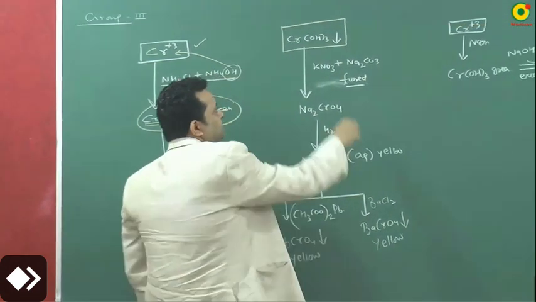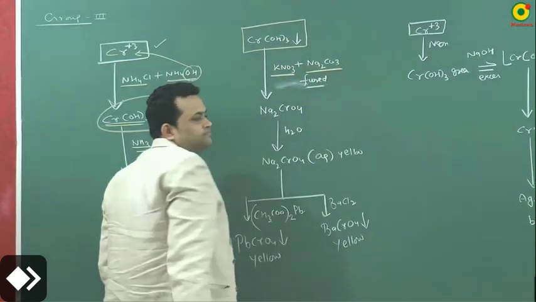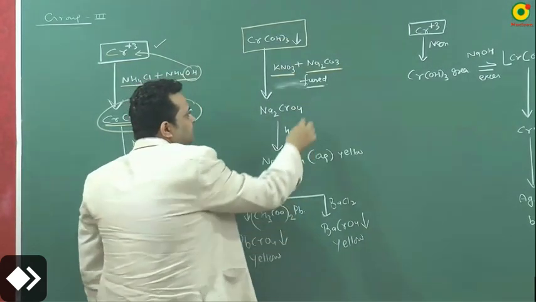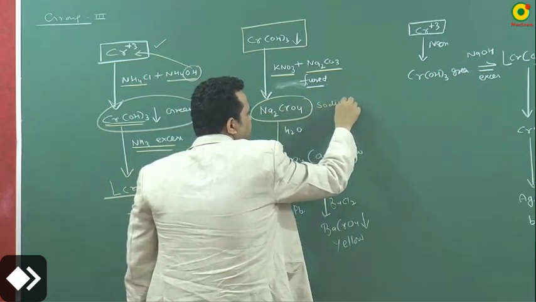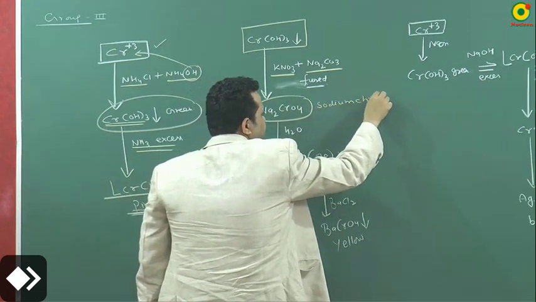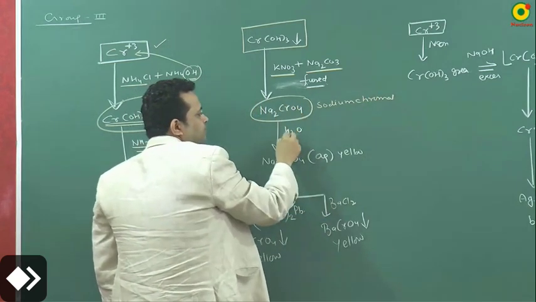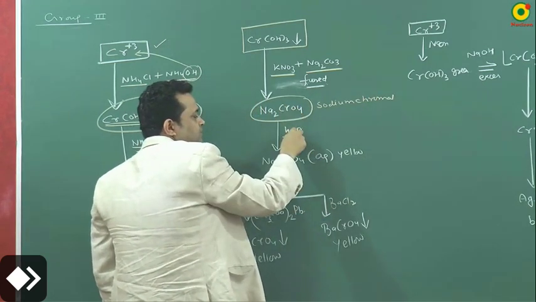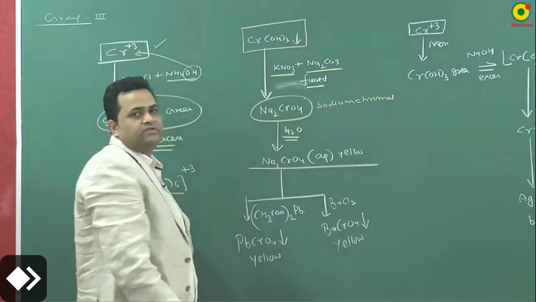If this precipitate is fused with potassium nitrate and sodium carbonate, the compound formed is sodium chromate. This is sodium chromate. In this compound, water is added. So this is soluble in water, forming an aqueous solution of Na2CrO4, which is yellow colored.